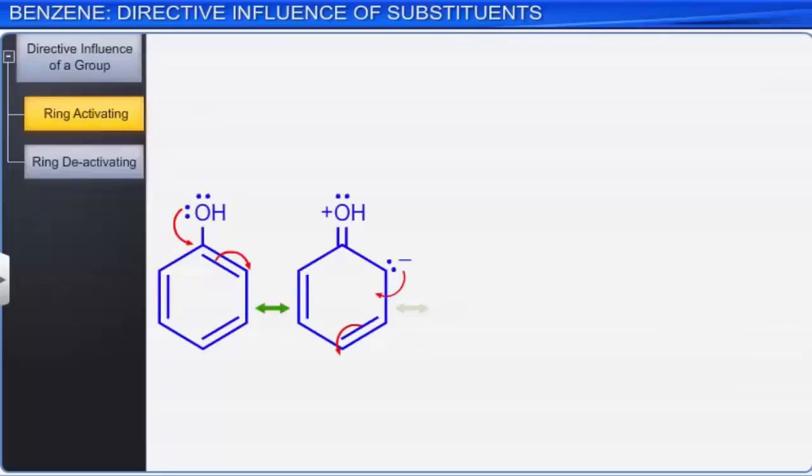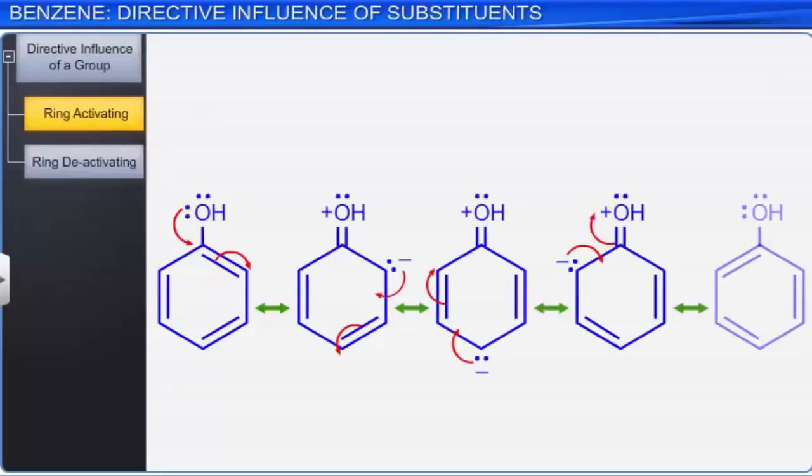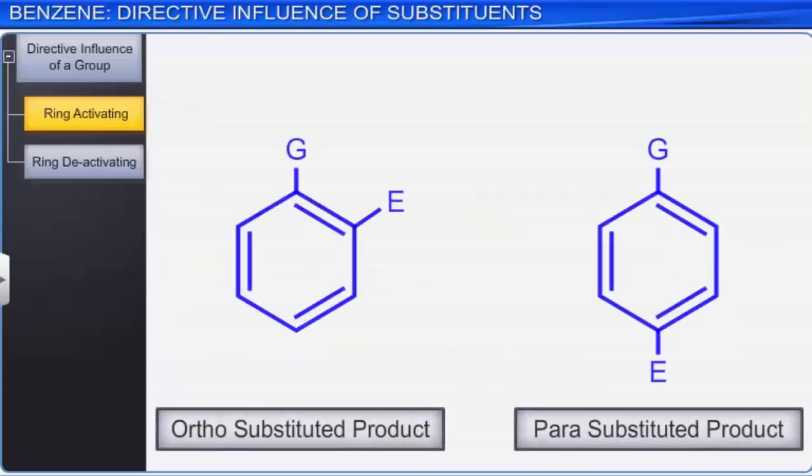The following resonance structures of phenol show that the electron density is much more concentrated at ortho and para positions than at the meta position. Thus, ring activating groups are said to form ortho and para substituted compounds in major amounts.